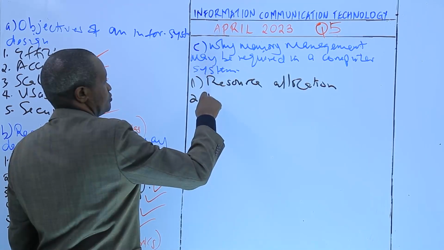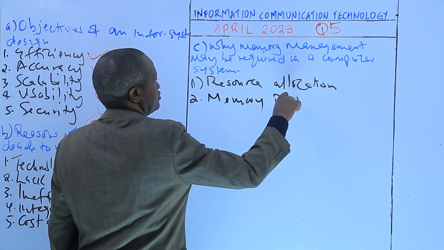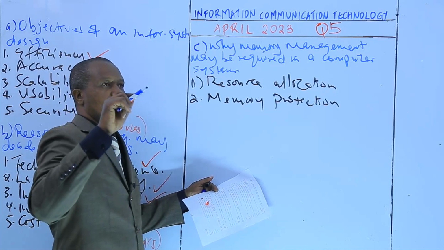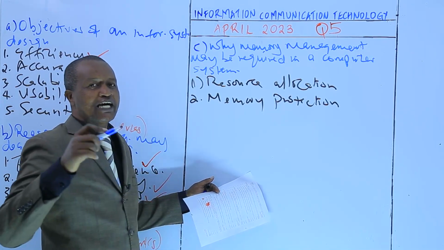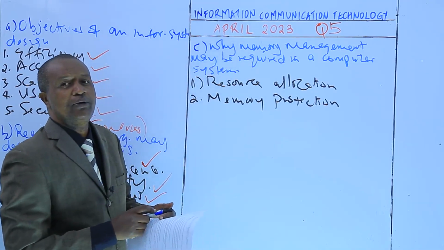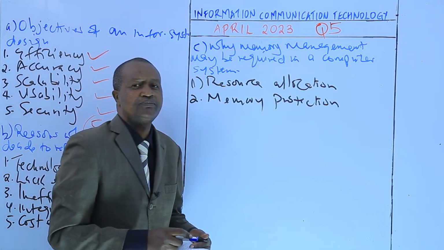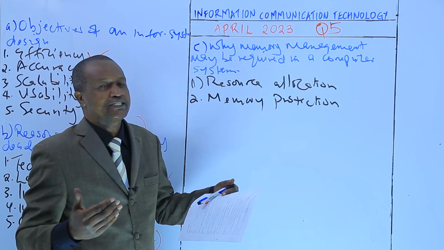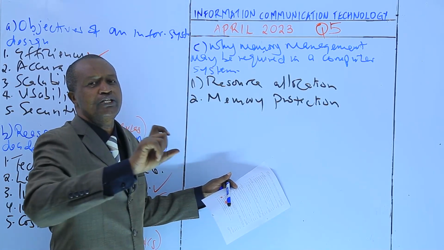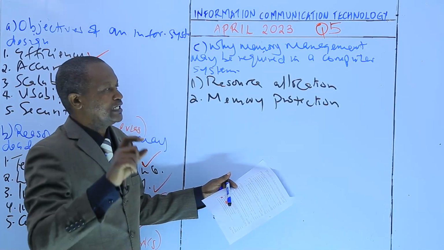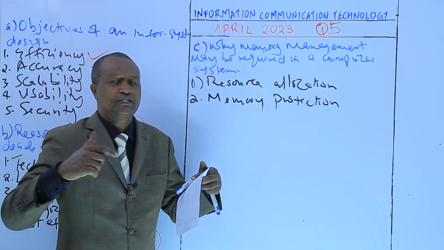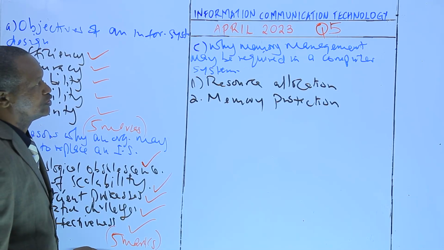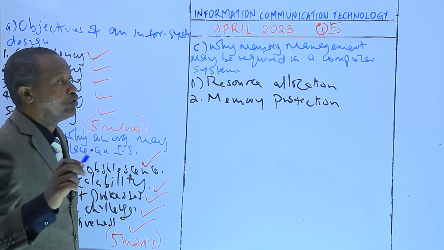Number 2, because of memory protection. Memory management enables protection mechanisms to prevent unauthorized access or even modification of memory areas. Memory management ensures that each program or process operates within its allocated memory space and cannot access memory regions assigned to other programs, and that enhances the security of the system. That is the second reason why memory management may be required in a computer system.